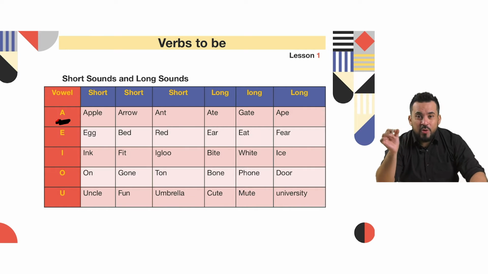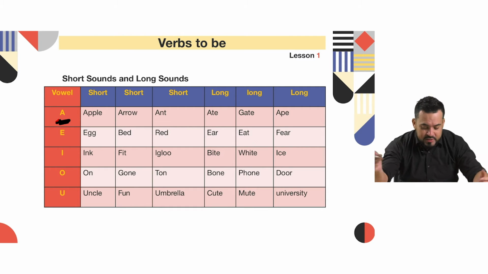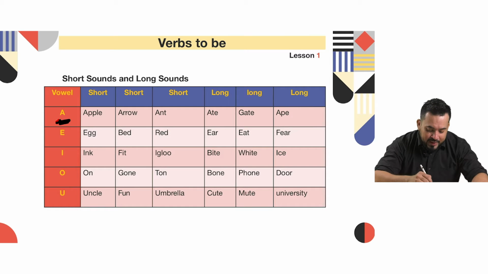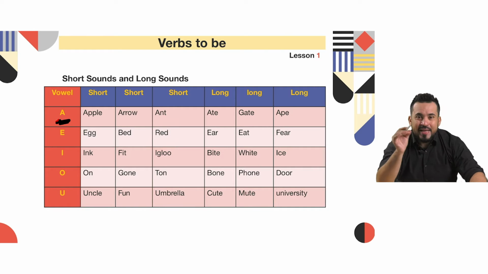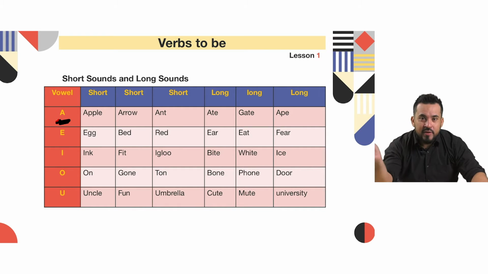E, short sound, is eh. Not ee, eh. The long sound for the letter E is ee, the letter E itself. Let's take a look at some vocabularies. Egg, bed, red. These are all short forms of the vowel E.